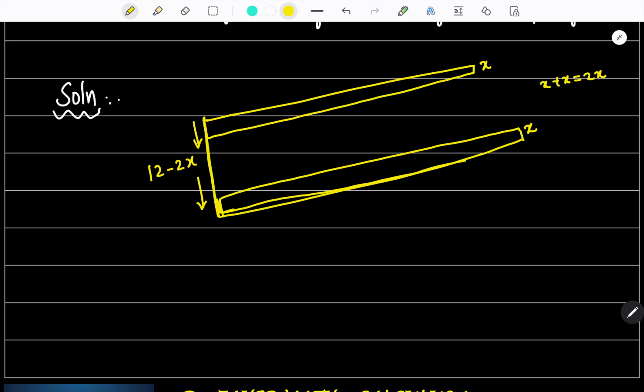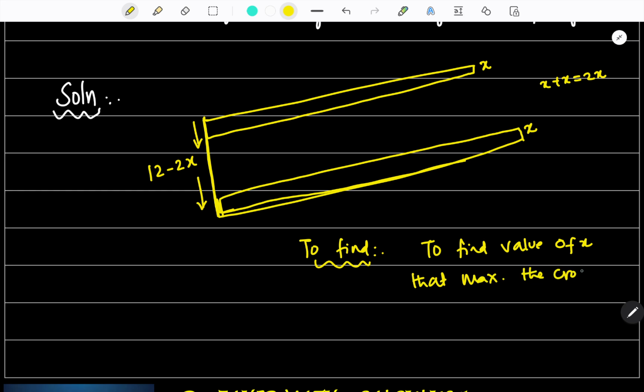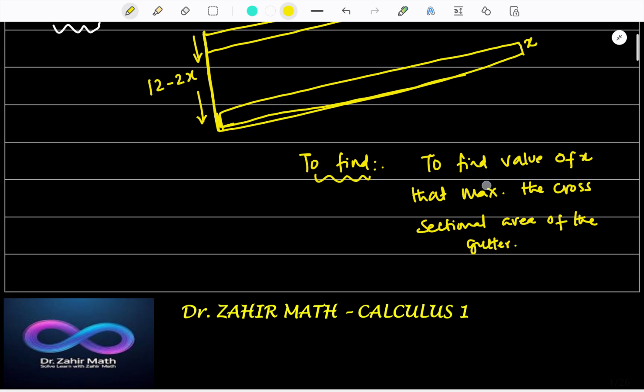And the height of the gutter is x inches. Now what are we going to do? We are going to find the value of x that maximizes the area, or the cross-sectional area, of the gutter. In other words, find the dimension that gives the gutter the largest possible area for water flow.